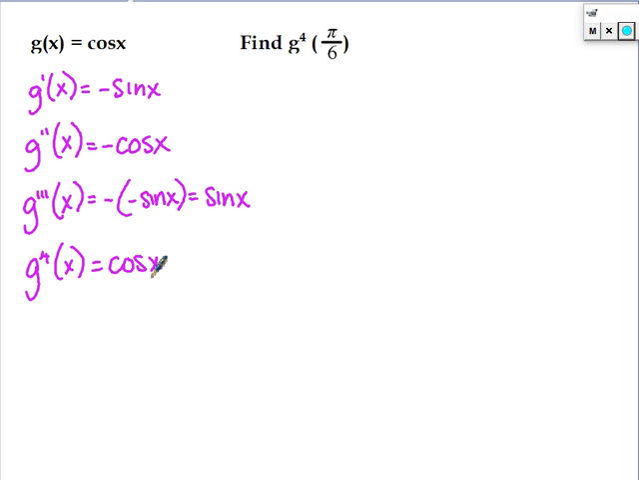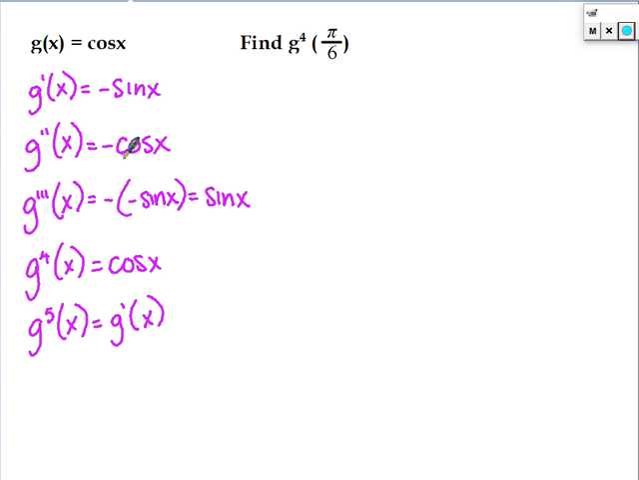Okay? Notice they're the same. The original function and the fourth derivative are going to be the same. It's going to go through the same cycle. So the fifth derivative is going to be the same as the first derivative. And then the sixth will be the same as the second, and the seventh will be the same as the third, and the eighth will be the same as the fourth.